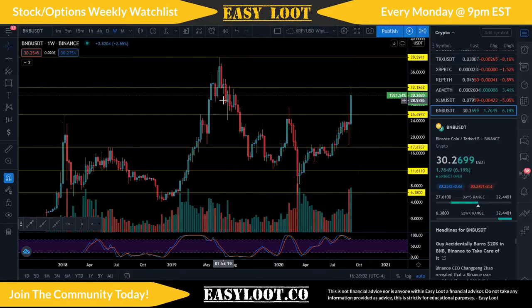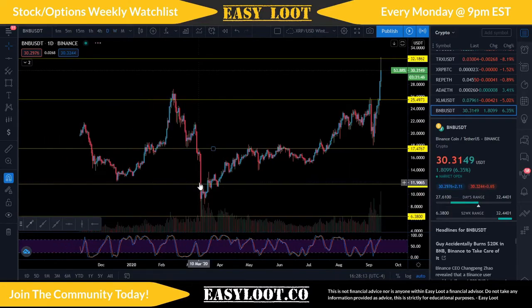But moving forward, yeah, these are how you find your levels on the weekly chart. The next step would be to go over to the daily chart or the 4-hour chart and just confirm some of these levels. If they don't line up correctly, just play with them a little bit so they do.